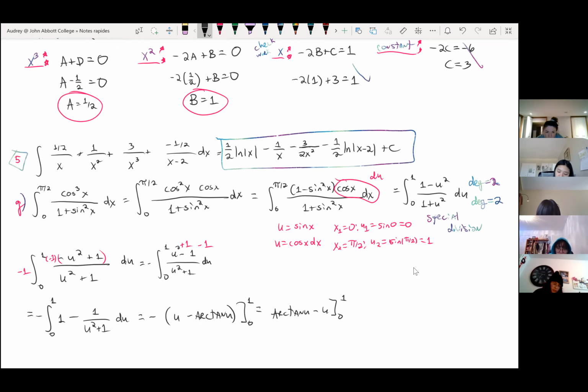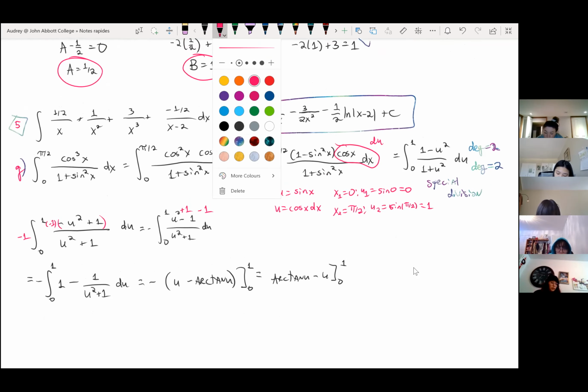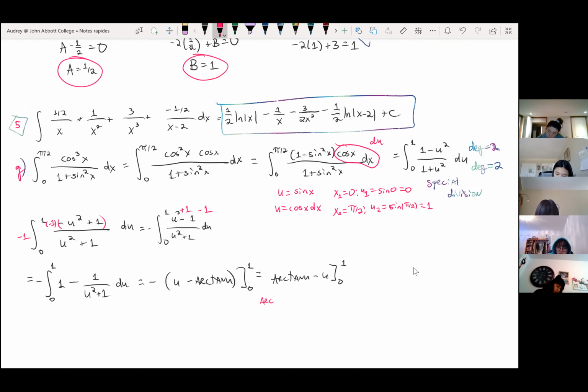What's arctan of 1? You got it. That's pi over 4. And what's arctan of 0? Tan of 0. Where does tangent equal to 0? You got it, 0. So this is going to be pi over 4 minus 1 minus 0 minus 0. And my final answer is pi over 4 minus 1.